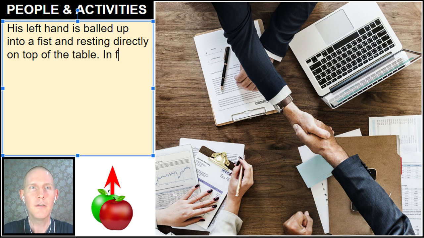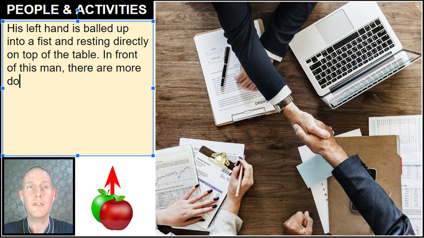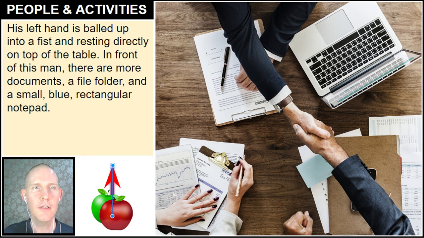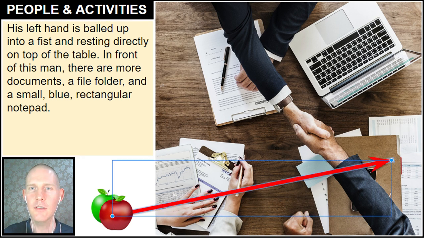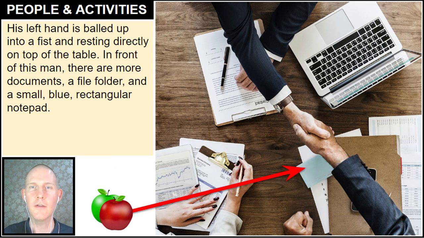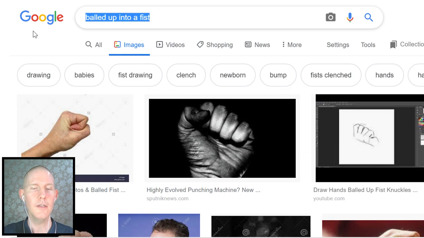In front of this man, there are more documents, a file folder, and a small blue rectangular notepad. Let's use our arrow. So we have more documents right here, around a file folder, okay? And a small blue rectangular notepad, all right? I think it's a notepad. That's what I'm going to stick with. But let's take a look. We'll put in a blue notepad.